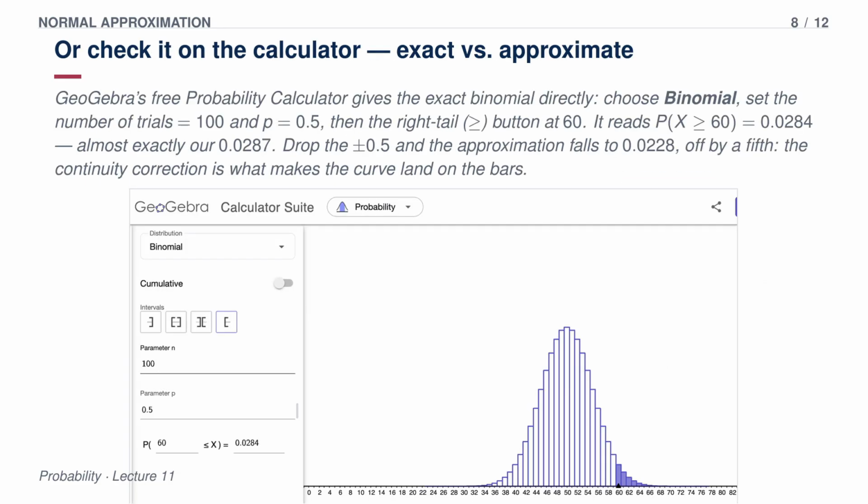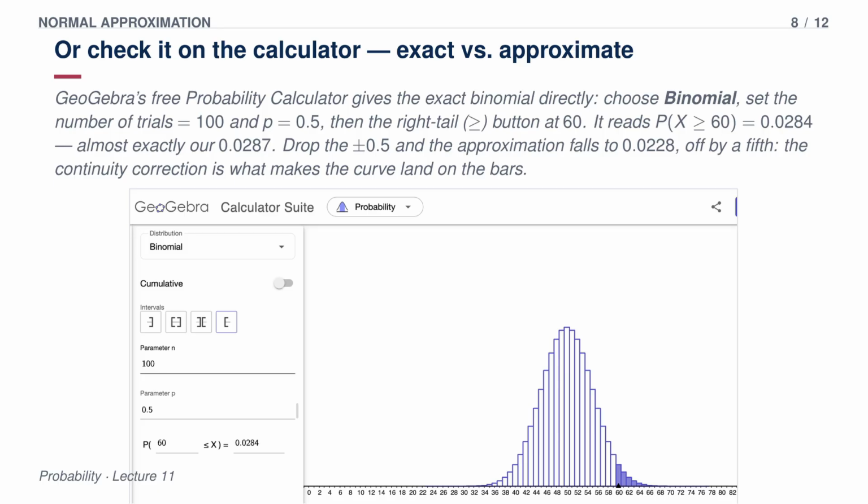And here's a confidence booster. We don't have to approximate. GeoGebra's free probability calculator will give the exact binomial. Pick binomial, set the trials to 100 and p to 1/2, hit the at least button at 60, and it reads 0.0284. Our approximation said 0.0287.